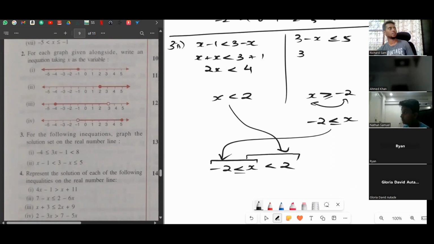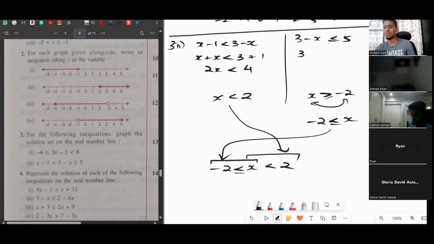See over here, when you're solving this, 3 minus x is less than equal to 5. Don't take the minus x to the right here. Remember what we learned yesterday, that if you take the minus x to the right, it will become plus x. But what will happen here? The less than will become greater than. So for now, you don't do that step.